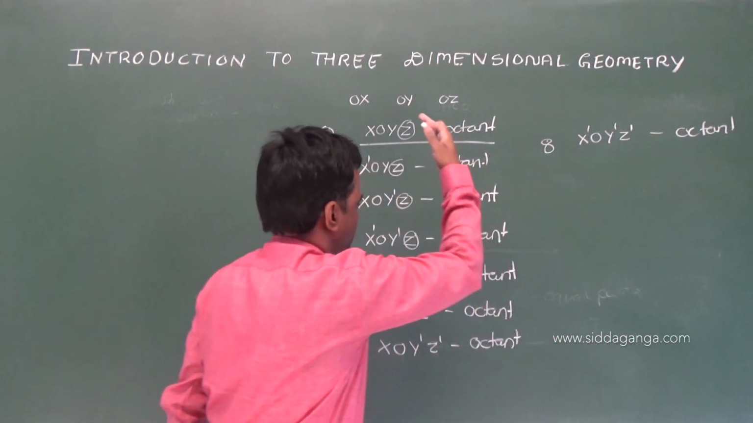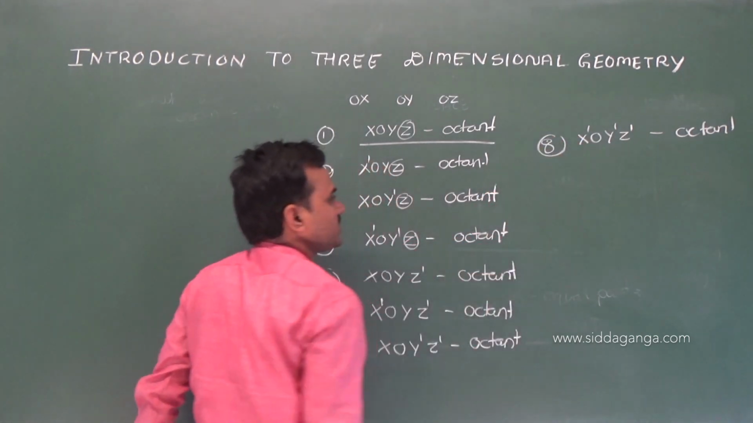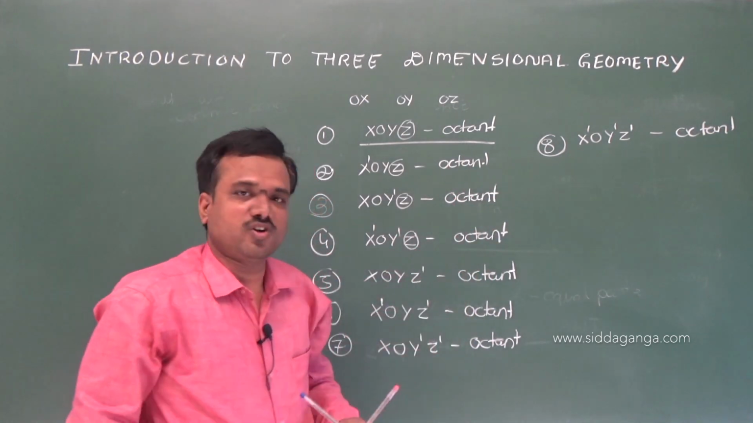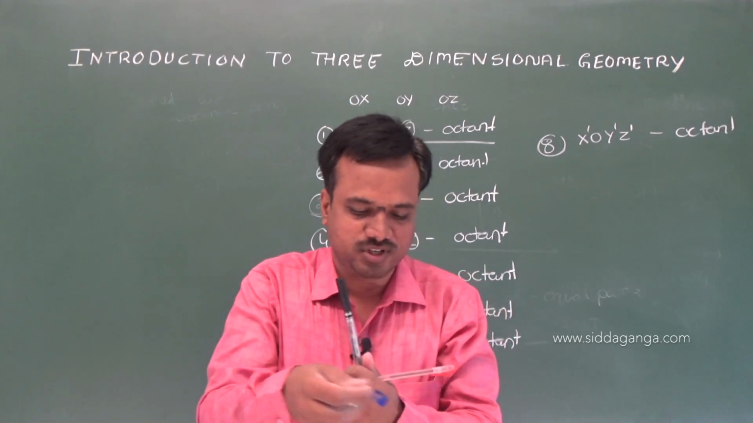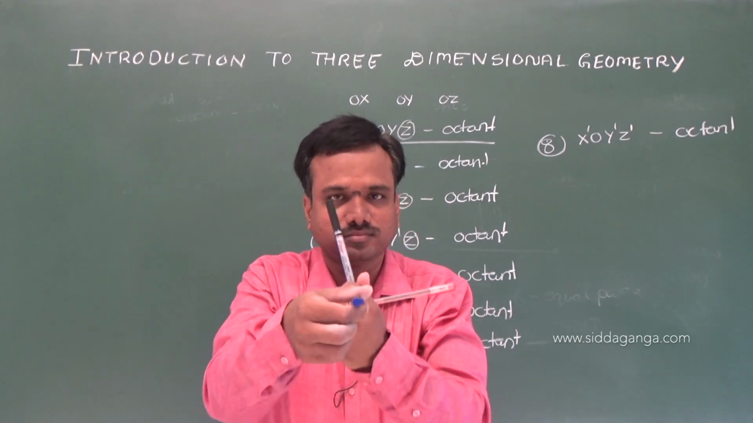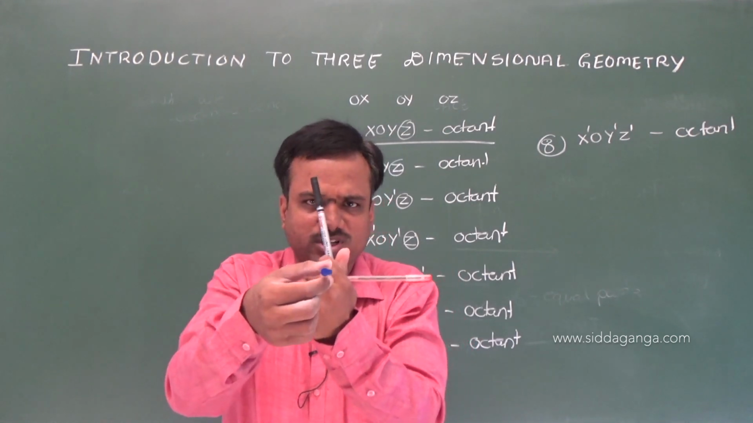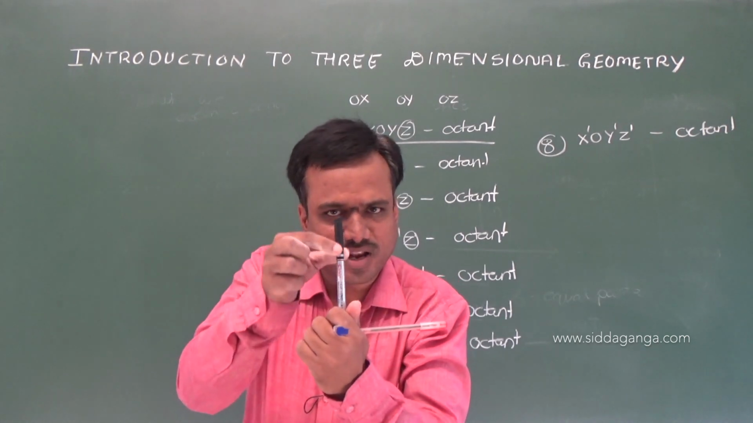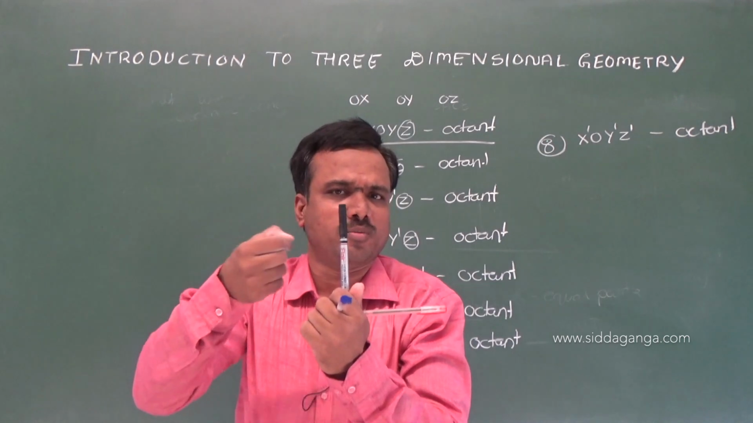See, observe here. They divided into how many parts? 8 equal parts. Each part we call an octant. Once again I explain. Blue pen indicates what? X axis. Red pen indicates Y axis. Black pen indicates Z axis. We will explain one by one.